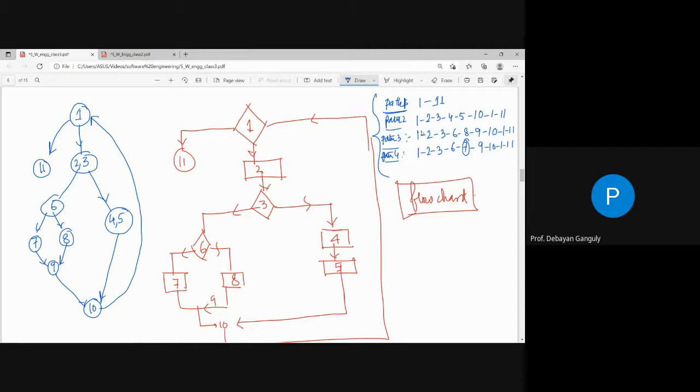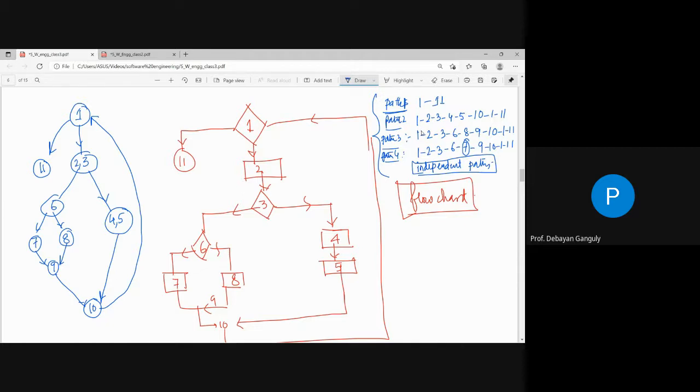path, it will not include any extra edges, right? But from path 1 to path 2 we are including extra edges. From path 2 to path 3 we are including extra edges. From path 3 to path 4 we are including extra edges. So those are all called independent paths. That is what we draw. I am just finding these independent paths, calculating manually, right?